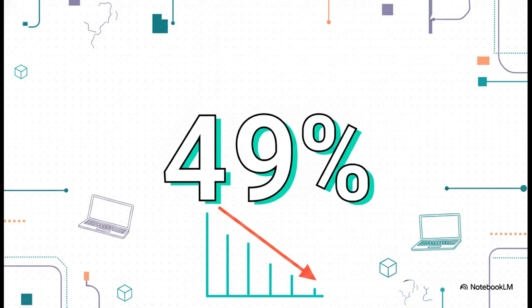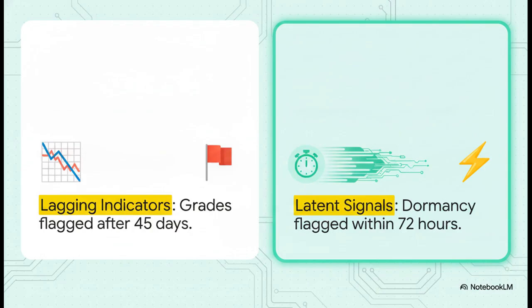Now, traditional legacy systems completely fail here because they rely on what we call lagging indicators, things like bad midterm grades or disciplinary flags that only show up after 45 days. Well, by that time, the student's psychological disconnect has already happened, right? It's too late. OnTrack AI completely flips the script by focusing on latent signals. It actively monitors really subtle behavioral shifts, like how long it takes a student to download an assignment, or if their learning management system account goes dormant. It flags that risk in under 72 hours, meaning you can actually step in with proactive micro-interventions before the student gives up.